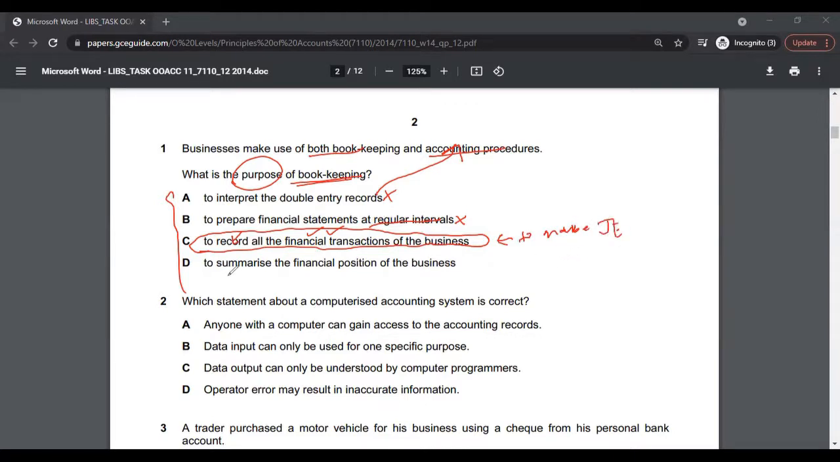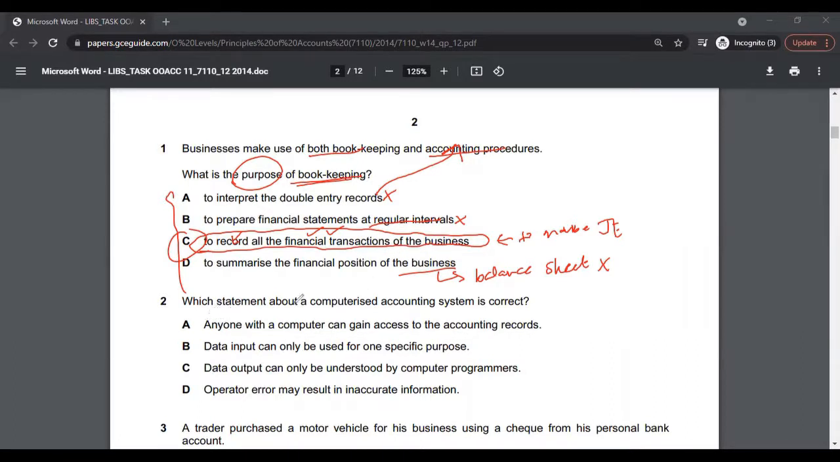Let's also read option D, to summarize the financial position of a business. For that we prepare the balance sheet. So therefore this is a wrong option. The answer to multiple choice 1 is option C. The purpose of bookkeeping is to record all the financial transactions of the business.